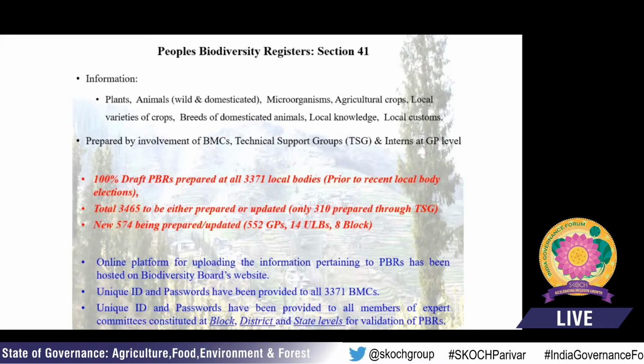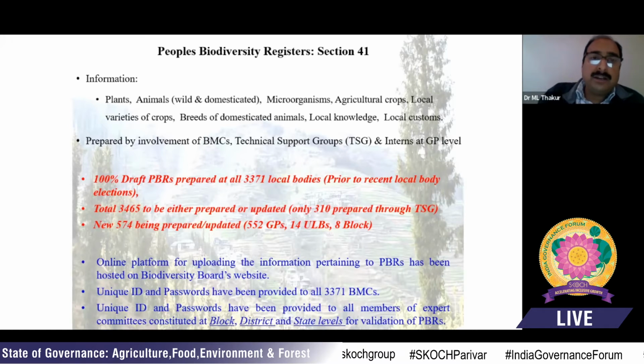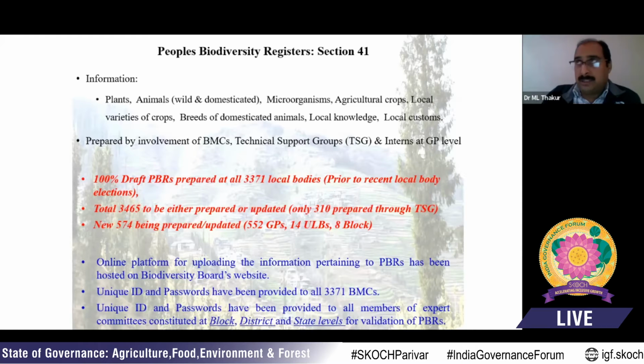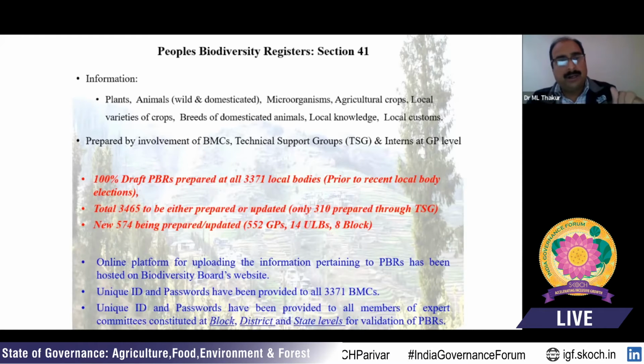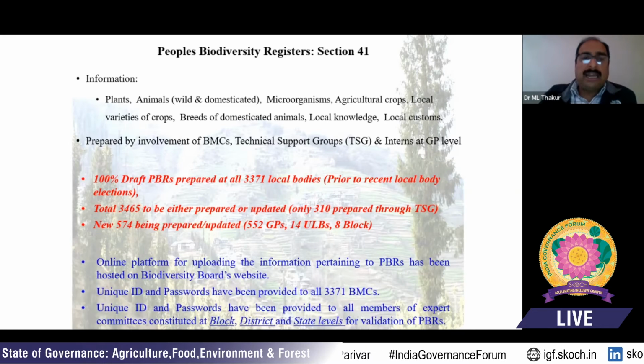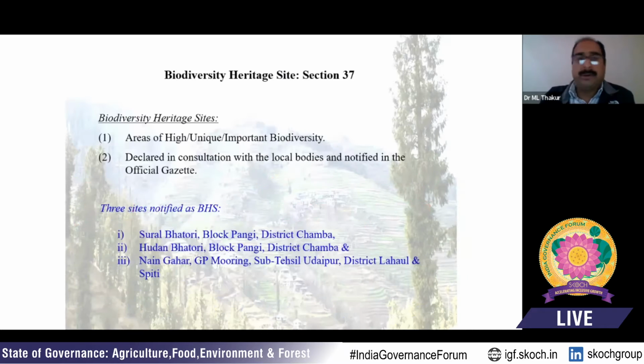Okay, sir. And there was another thing, which was the constitution of the People's Biodiversity Register. It means the information about all the biological components which are found in a local body was also documented in all 3,371 local bodies, and has been uploaded on an online platform that is available on our web portal.